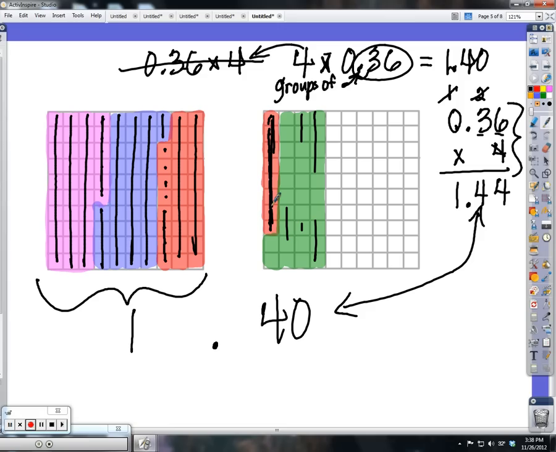Oh, look, I think I already see where I've made a mistake. I have 10, 20, 32. I did not shade in enough of them. 32, so I have 32, 33, 34, 35, 36. I accidentally left 4 of them off.